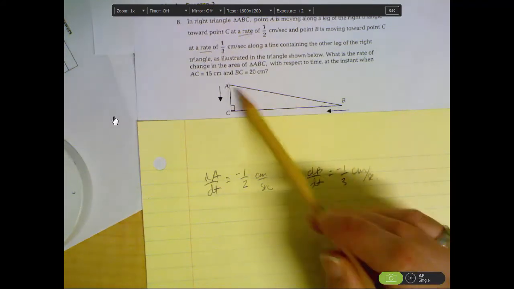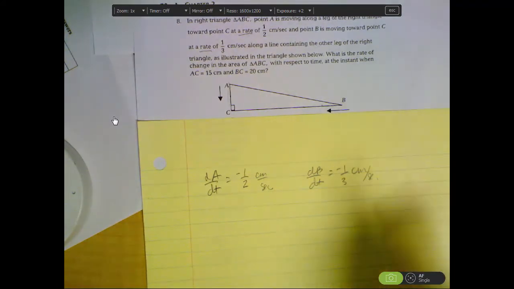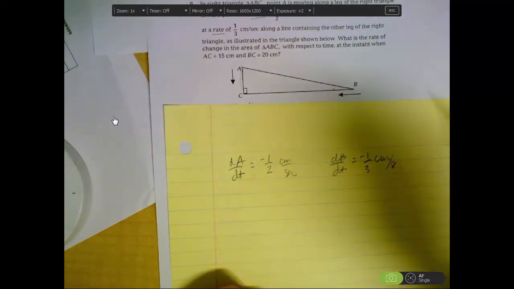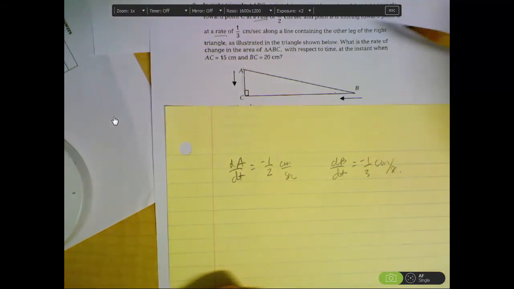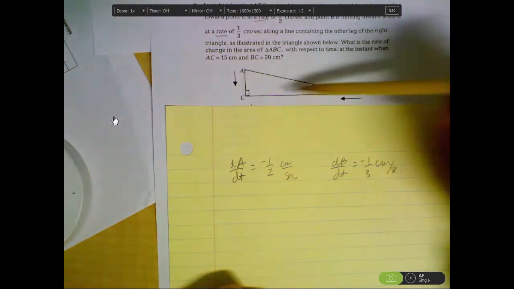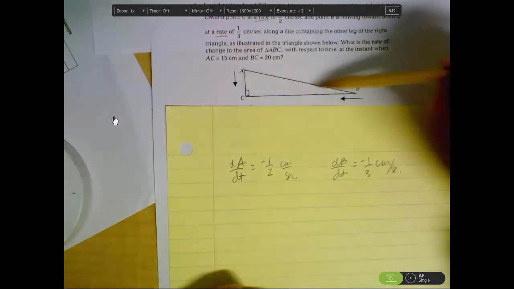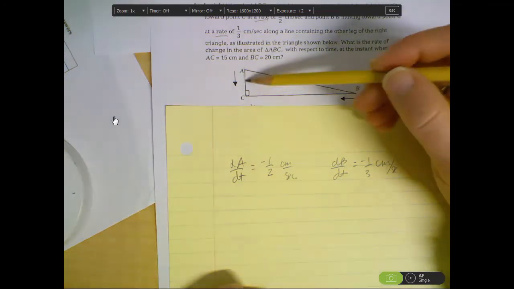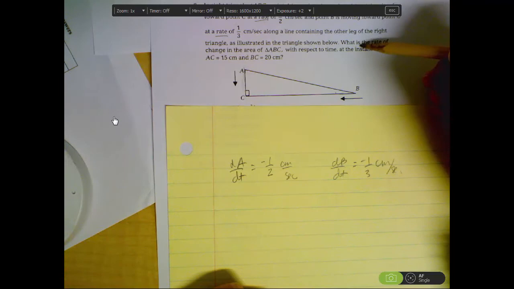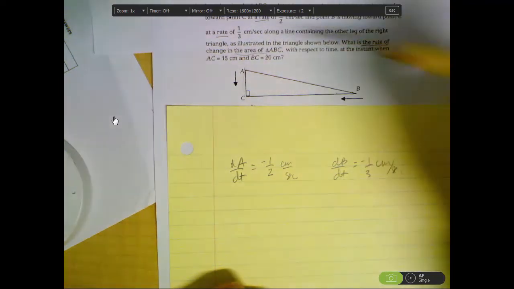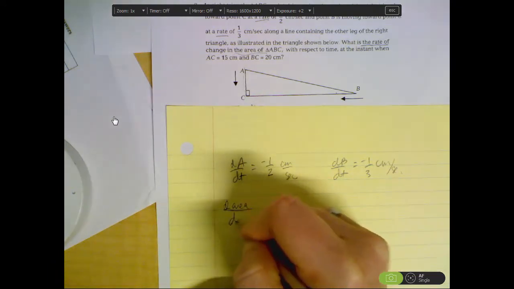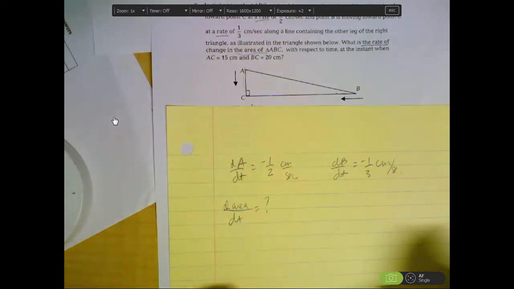Right when I say we're going to use the Pythagorean theorem, we're not. A lot of times you do, but we're talking about the area. If you were going to use the Pythagorean theorem, it would say, what is the rate at which A and B are getting closer to each other? Meaning the hypotenuse is getting smaller and smaller. At what rate? That's when you would use the Pythagorean theorem. But this says, what is the rate of change of the area? So we want d(area)/dt. That's what we don't know.